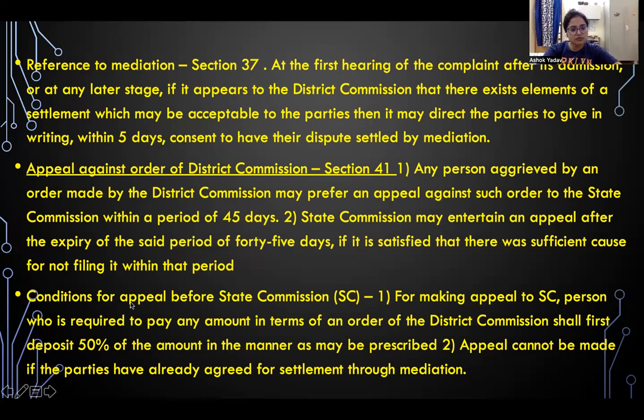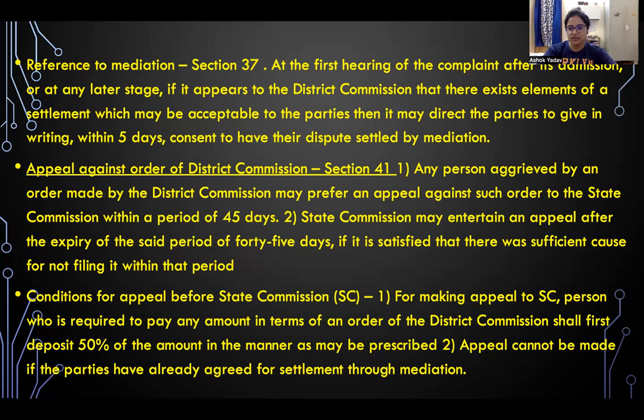Now, conditions for appeal before the state commission. For making an appeal to the state commission, the person who is required to pay any amount in terms of an order of the district commission shall first deposit 50% of the amount in the manner as may be prescribed. An appeal cannot be made if the parties have already agreed for settlement through mediation.